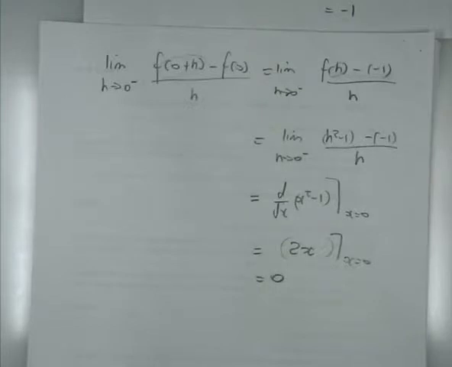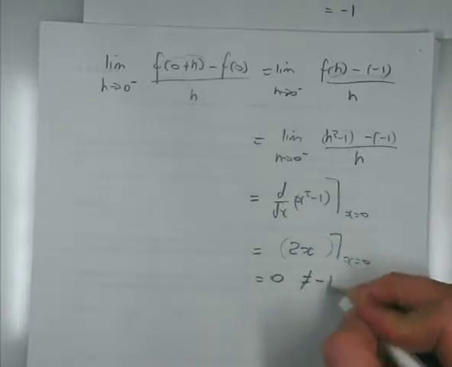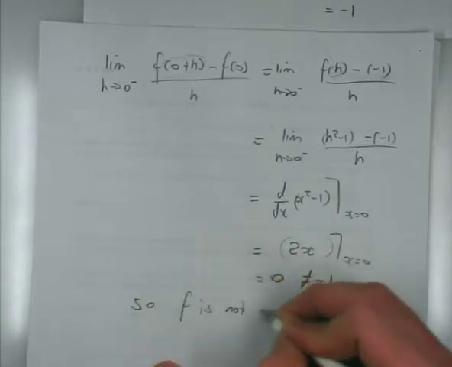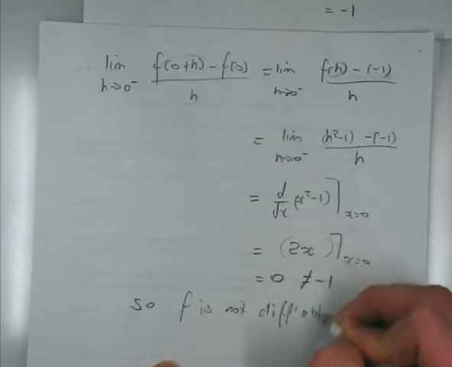I don't think they'd expect you to do all of this in an exam, but technically it does test limits as well. So, since the limit from above and the limit from below are not equal, so this is not equal to the answer we got before, which is minus 1, so f is not differentiable at x equals 0.